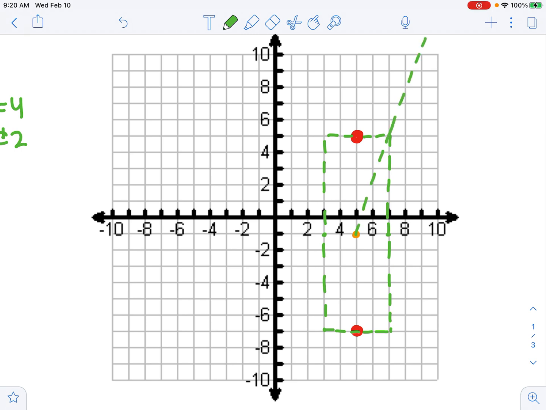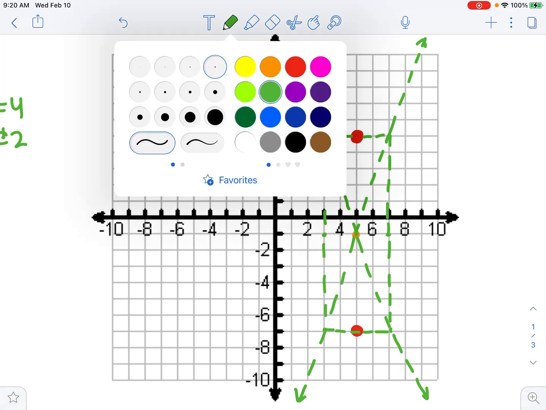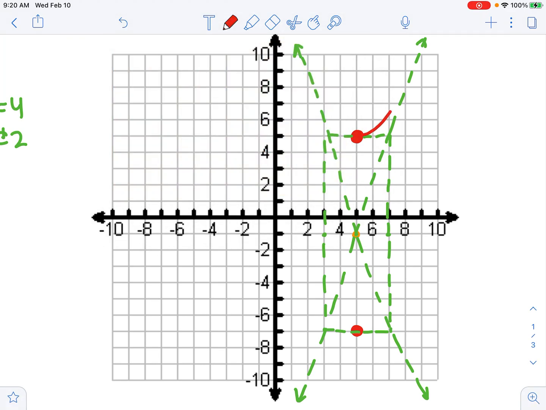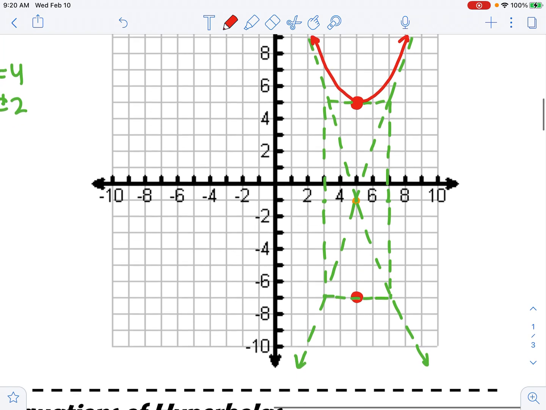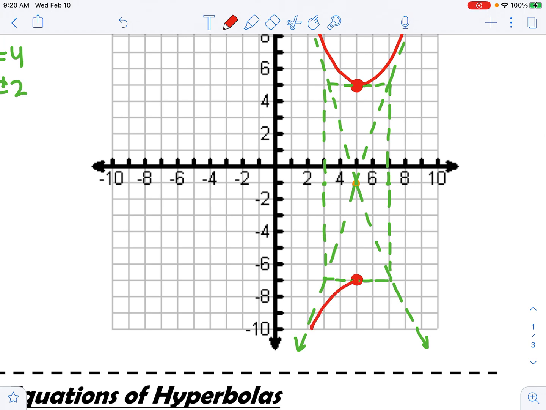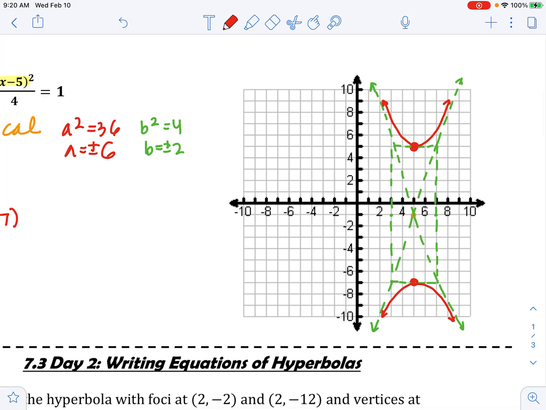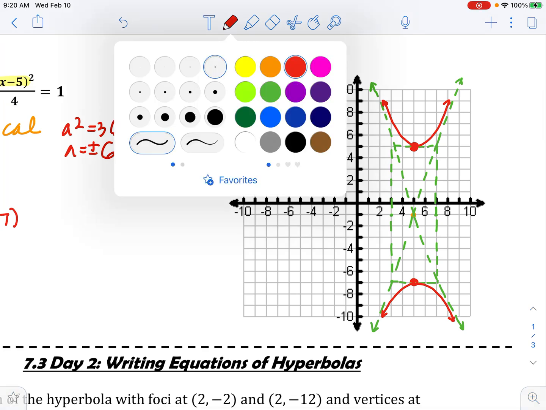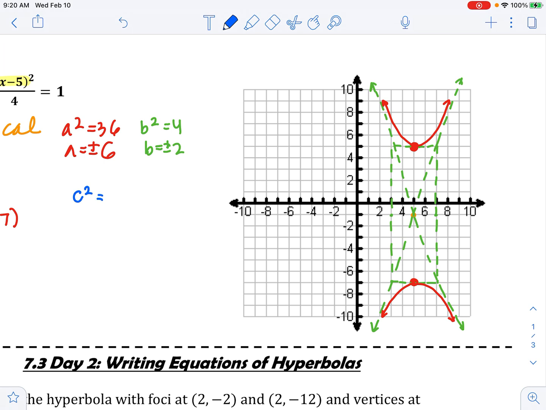Create your asymptotes that go through the corners. So very steep sloped asymptotes here. And now I can go back to my vertices and make my hyperbola. So this is a vertical hyperbola, but I can tell because of where my vertices are. Also, notice that I'm getting closer and closer to the asymptotes. I'm not bouncing off of them. And there's my hyperbola. Last thing I need are my foci.